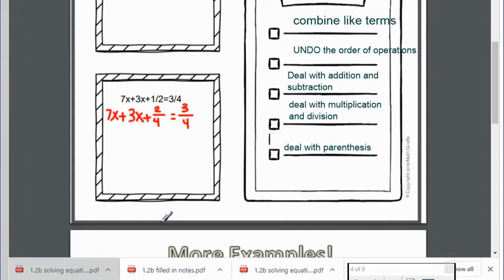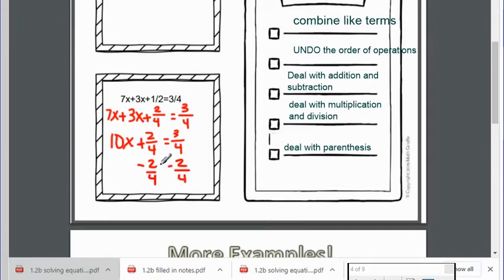Which means my first step is I'm going to deal with addition and subtraction, or, well, I need to combine like terms first. We do have some like terms on that left side. 7x and 3x together are 10x. So you can combine your like terms. If I were doing this for homework, I probably wouldn't go through all of these steps and write them down every single time. I probably would have moved the 2/4 over and combined like terms in the same one, so I didn't have to write it twice. But anyway, I'm going to subtract 2/4 from both sides.